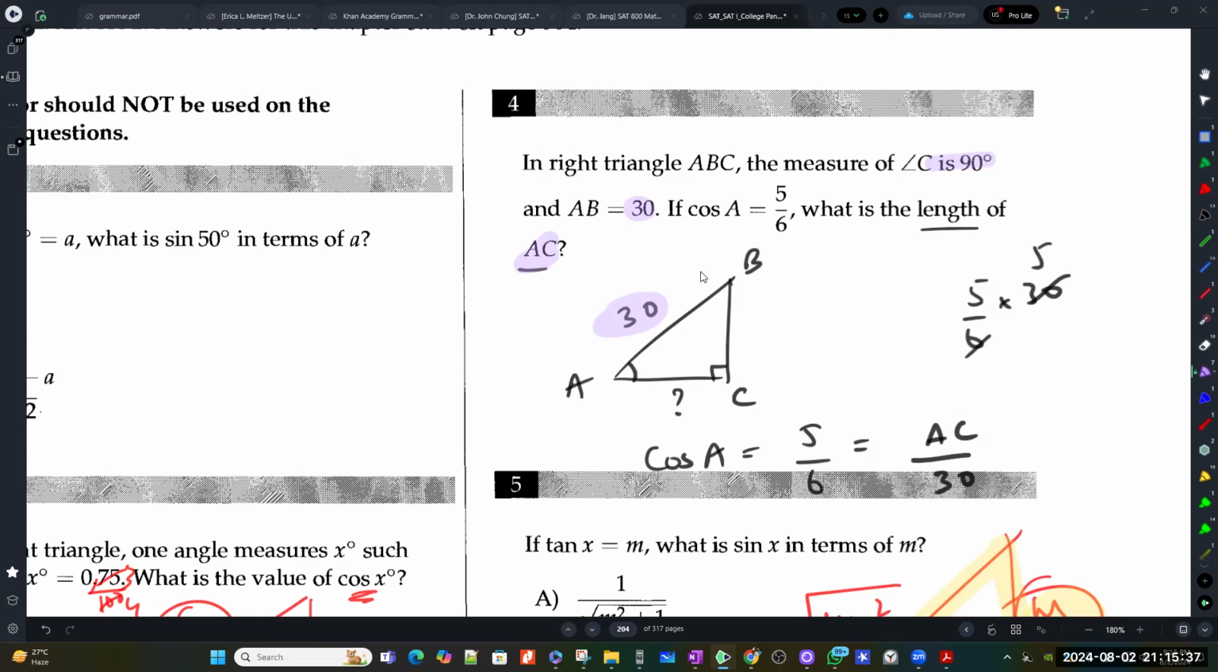So you guys, you made a right angle triangle. You labeled the sides. They said cos A is 5/6. There's no need to go on and find angle A. Just do cos A is 5/6, fine, and take the ratio AC over AB.